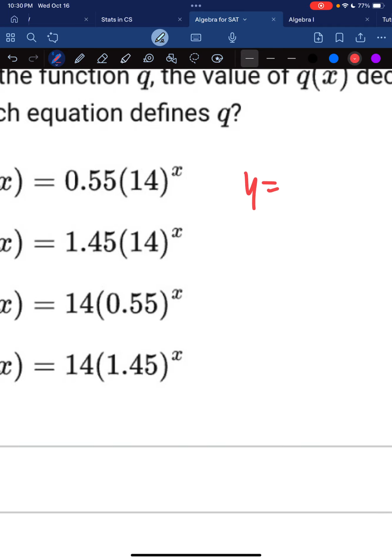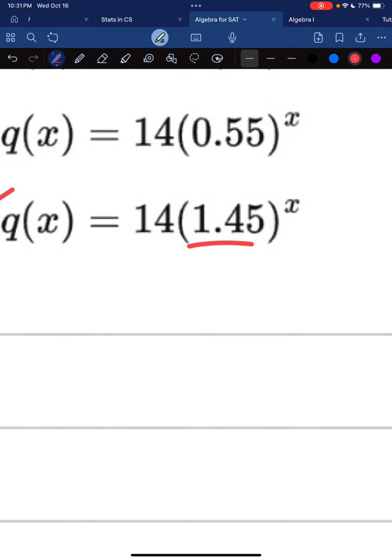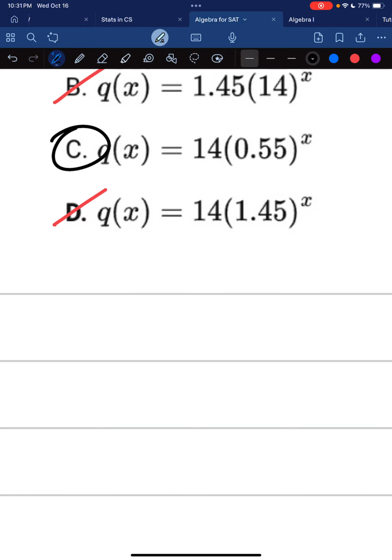Remember that an exponential equation is written in the form a times b to the power of x, where b is your growth factor. So our growth factor can't be greater than 1. So that means that it can't be this, because it can't be 14. It could be C, and it can't be D because it can't be 1.45. If you multiply a number by 1.45, that's going to increase it, right? So it can't be that, so it must be this.